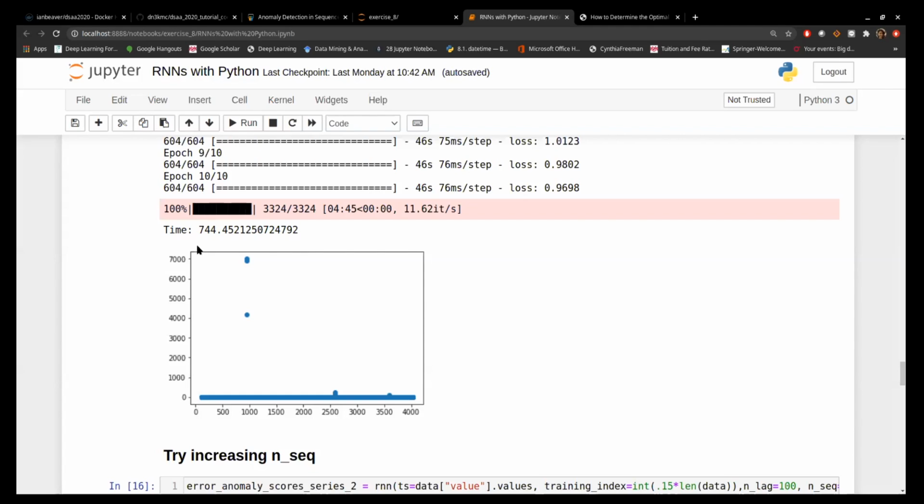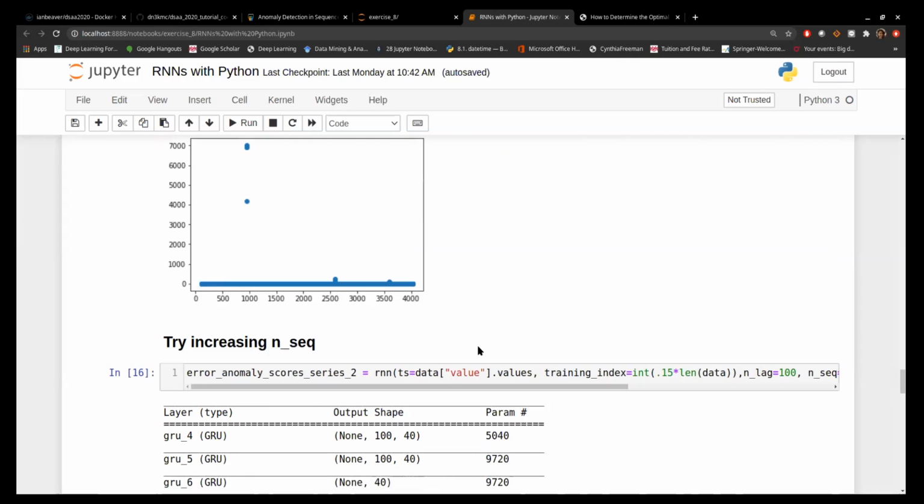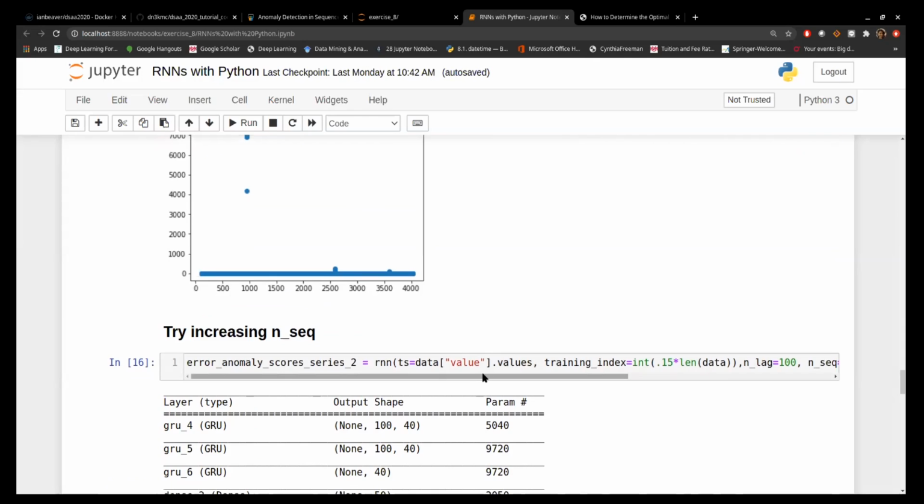For example, you can feed these unnormalized scores to the sliding Gaussian window. So remember how I talked about the effect of n sequence? Here, I'm going to go ahead and up n sequence to 50 from 5.